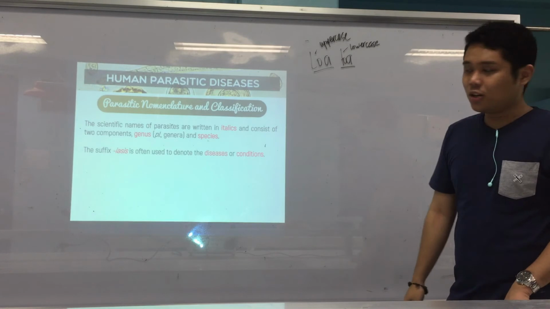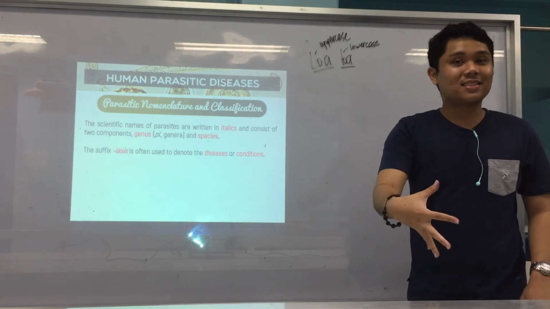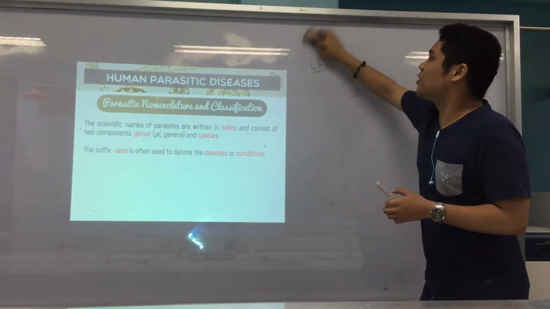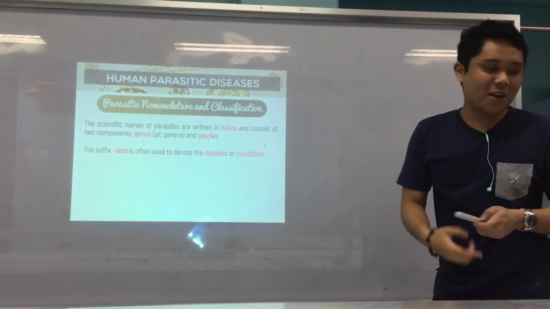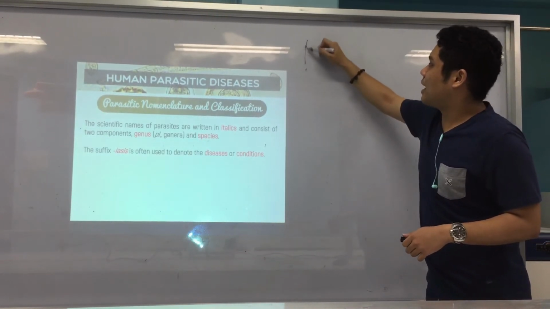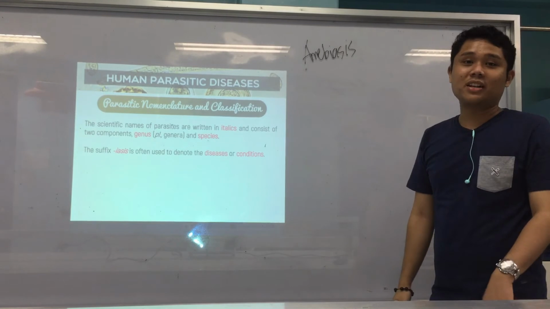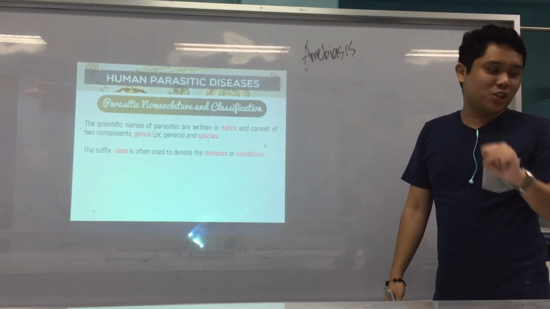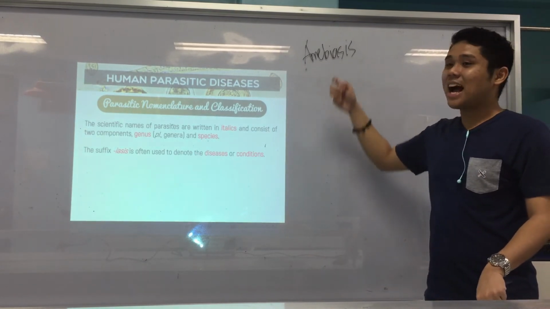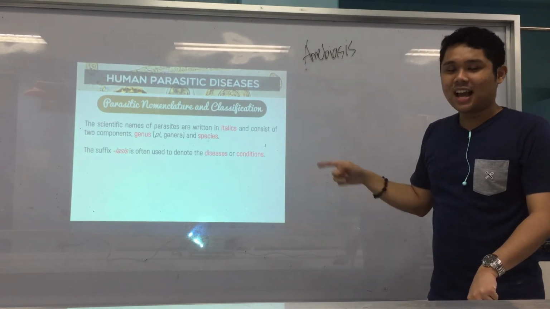Now we go to the suffix -iasis to denote diseases or conditions. Guys, this is a rule in my class and wherever you go, please. I will be triggered if I hear you say it wrongly in third year. For example, this is a disease. How do you pronounce it? I'm sure most of you will pronounce it as amoebiasis. Guys, now that you're in a parasitology class with me, please pronounce this as amoebiasis. -iasis, not -iasis with a long i.